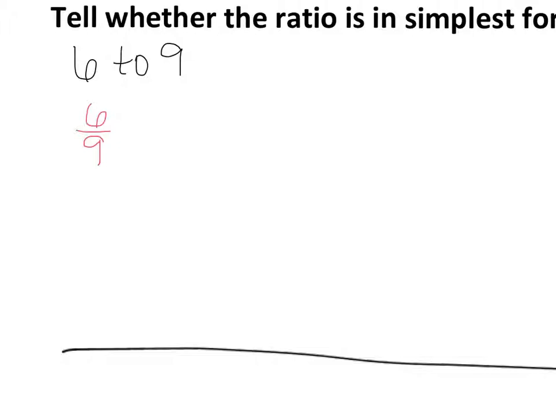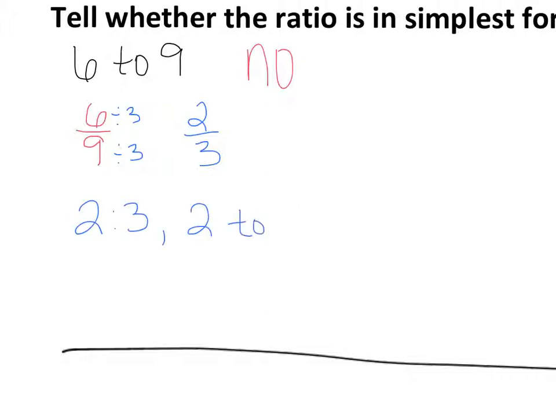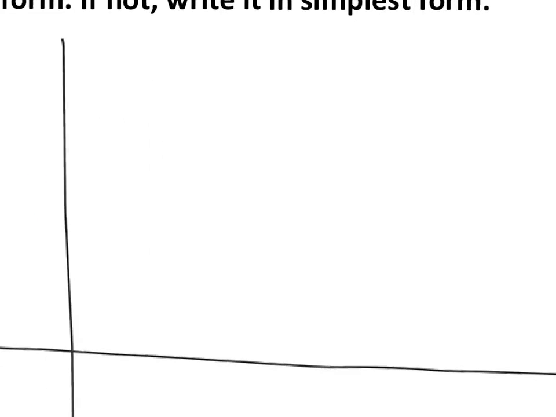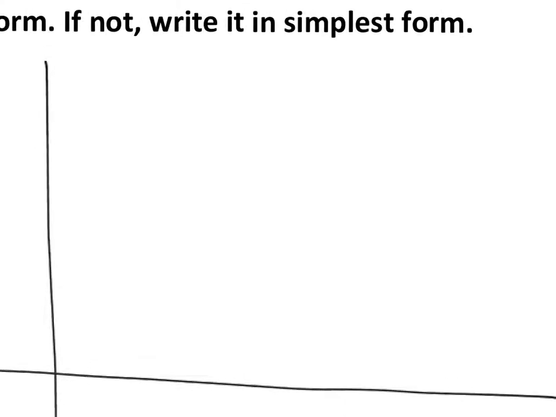And if I look at 6 over 9, you're basically asking if that is a fraction in simplest form. Well, 6 over 9 is not in simplest form, so this ratio is not in simplest form because I know that I can divide out a 3 from both 6 and 9, so that ratio in simplest form would be 2 to 3. And you could write this as 2 colon 3, 2 to 3, or 2 over 3. They all represent the same ratio. Any one of them is acceptable.